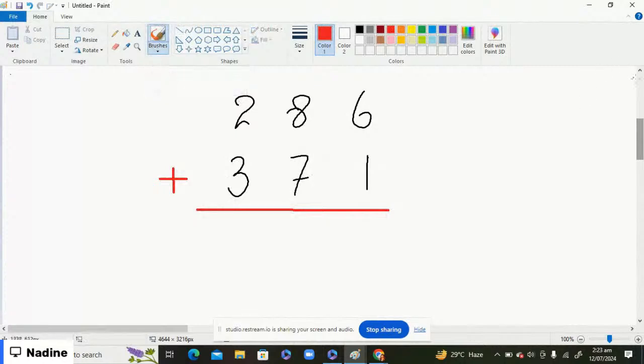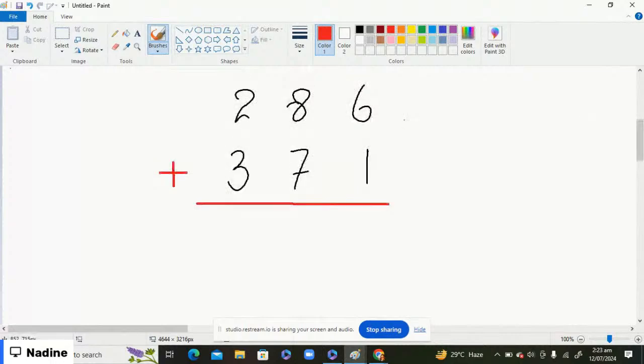Okay, so let's get started. I'll just solve it here and then you all solve it in your notebooks. So 6 plus 1 is 7. 8 plus 7 is 15, because 7 plus 7 is 14, plus 1 is 15. Here you put 5 and 1 goes up as a carry. Now 1 plus 2 plus 3, what is the answer? That is 6. So here is my answer, which is 657.